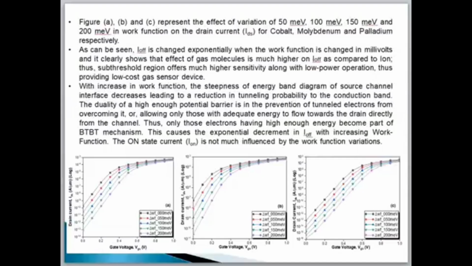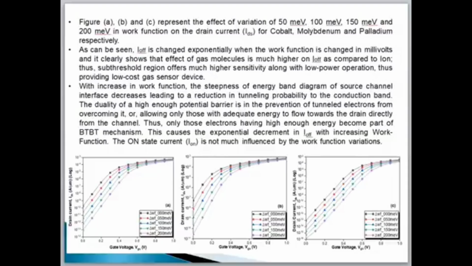In the junctionless device, if you change the gate work function, then its off current will be changed. But in the doped and the charge plasma device, if you change the gate work function, the most effect is on the on current. But in the case of the junctionless device, changing the gate work function produces more effect on the off current of the device.